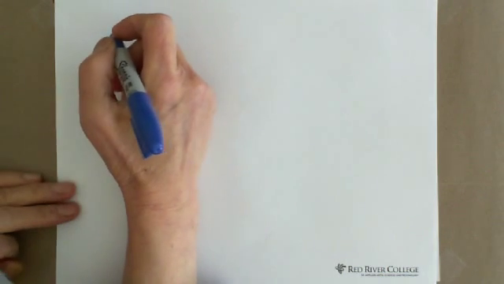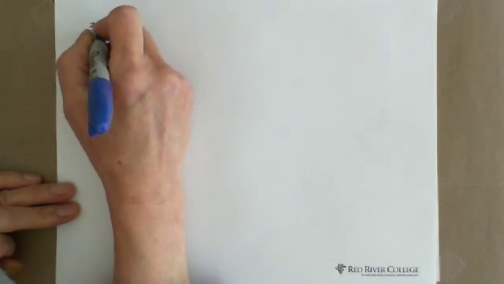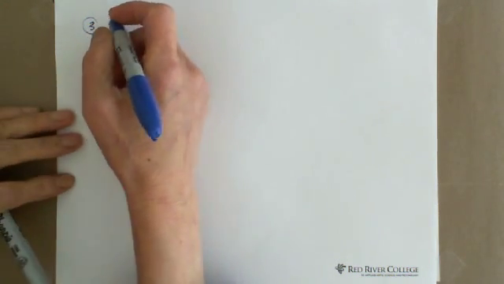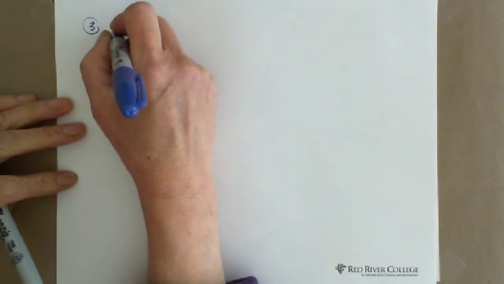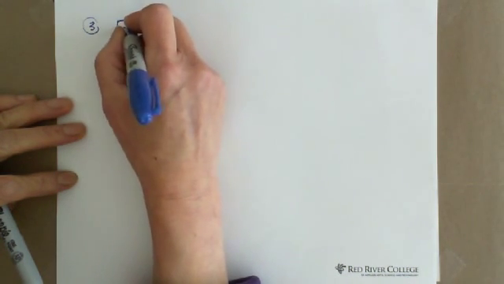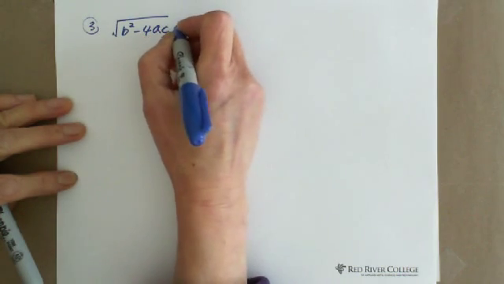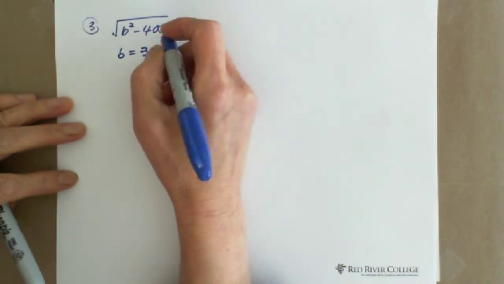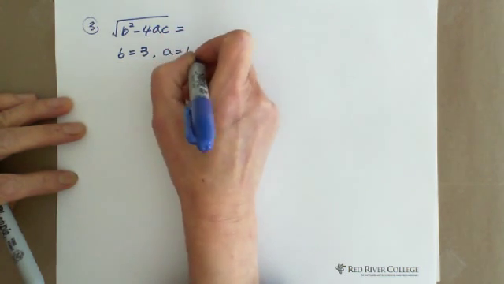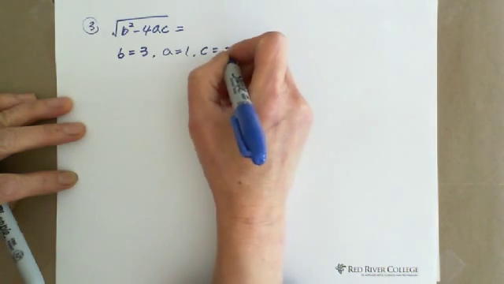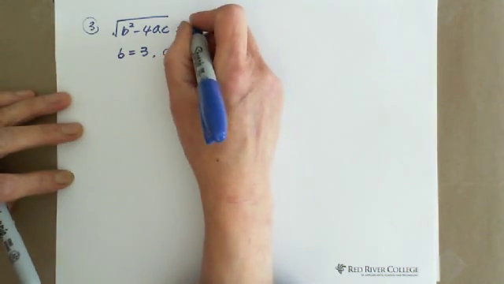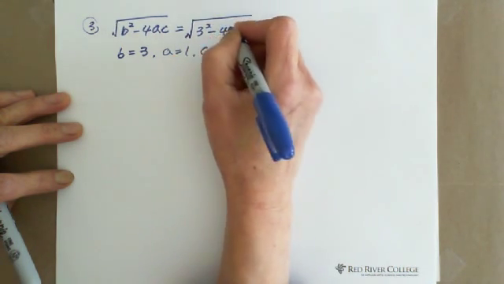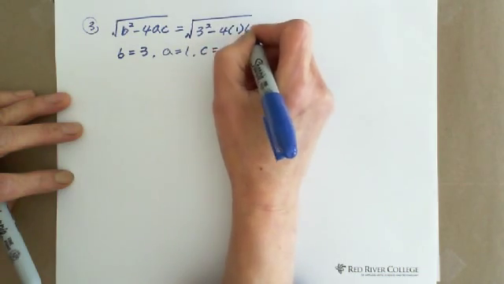When you do square root, when you're solving a quadratic equation using the formula, for example, you do square root of b squared minus 4ac. Let's say, to make it simple, b equals 3, a equals 1, c equals 2. Then put the square root, 3 squared minus 4 times 1 times 2, right?